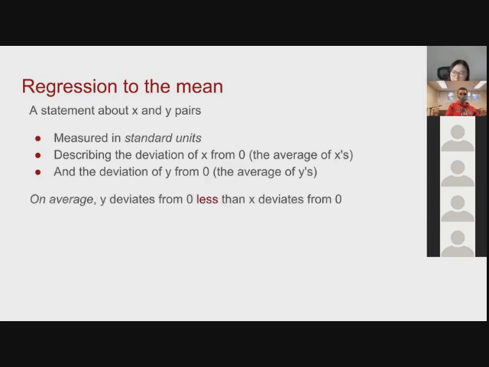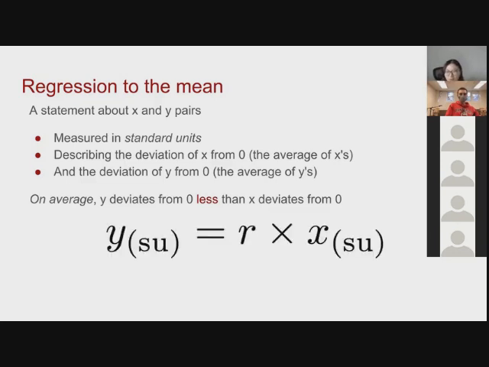On average, I know we talked about two types of deviation, but one interesting thing is that Y deviates from 0 less than X deviates from 0. This might sound not very intuitive, but let me put it into the regression to the mean equation. That's the linear regression line that we're going to learn about, and I'll try to tell you a little more about why that is the case.